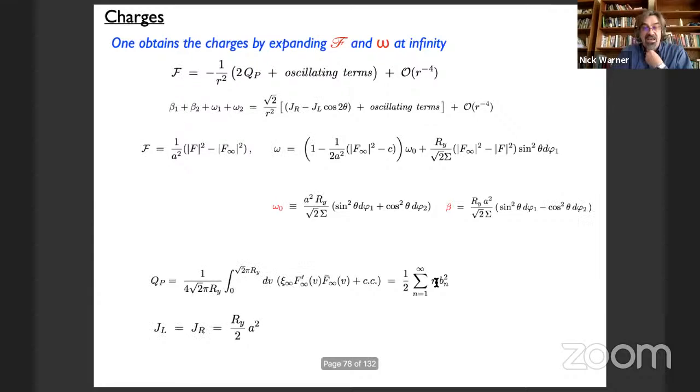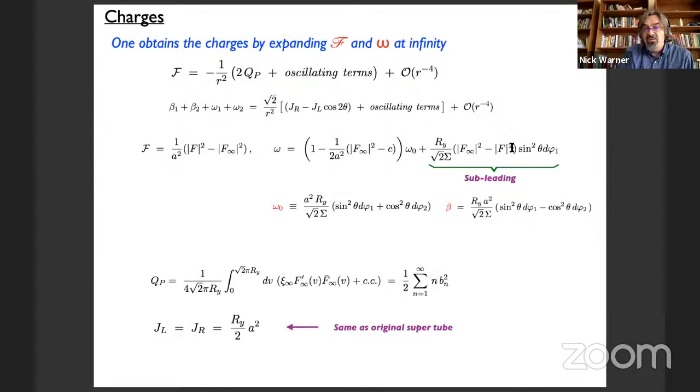Okay, so that was easy. And then it turns out that the J left and J right are exactly what they were for the supertube. And it's fairly easy to see how that happens. Basically, what you do is you look at this term and you realize since you removed all the stuff at infinity, this is 1 over r.